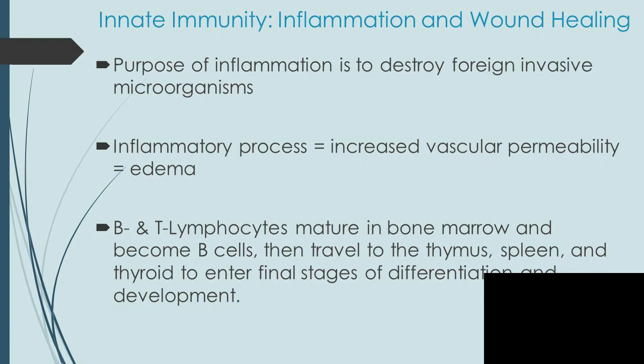B and T lymphocytes mature in the bone marrow and become B cells, then travel to the thymus, spleen, and thyroid to enter final stages of differentiation and development. And of course, those are very essential in the immune response.